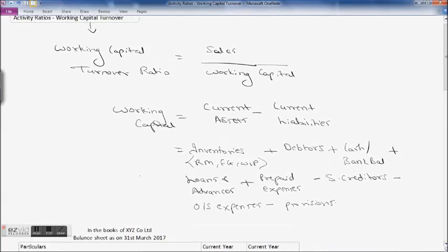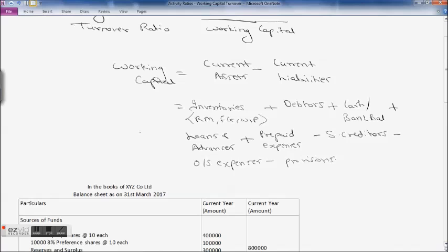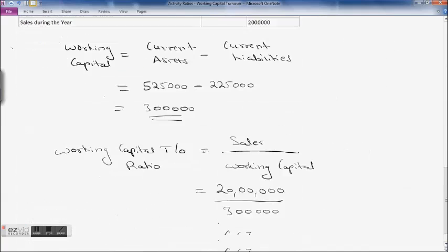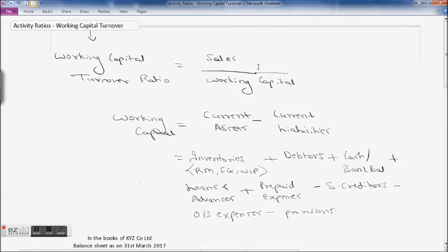As you can see, the working capital is divided into current assets and current liabilities. In current assets you have inventories, debtors, cash and bank balance, loans and advances, prepaid expenses. In current liabilities you have sundry creditors, outstanding expenses, provision for expenses. So this working capital turnover ratio can be further segregated into inventory turnover ratio and debtors turnover ratio, to find out how efficient each and every component of working capital is. So that's all about working capital turnover ratio. Thank you.